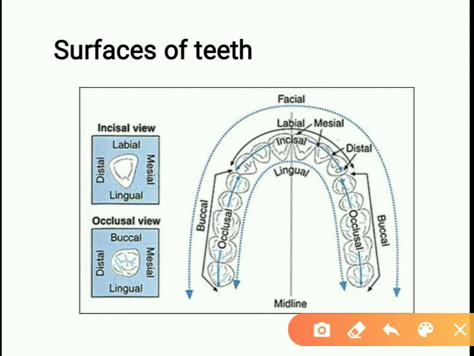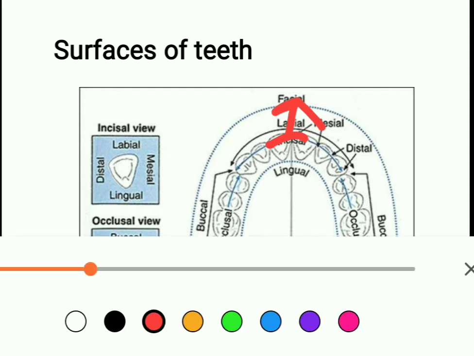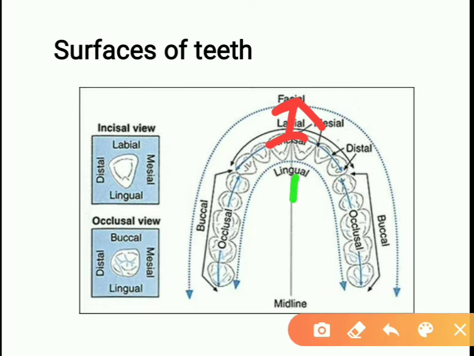The labial and lingual surfaces are easy to understand. The surface which faces towards the lips is known as the labial surface or facial surface, and the surface which faces towards the tongue is known as the lingual surface, and facing towards the palate is known as the palatal surface in case of maxillary teeth.